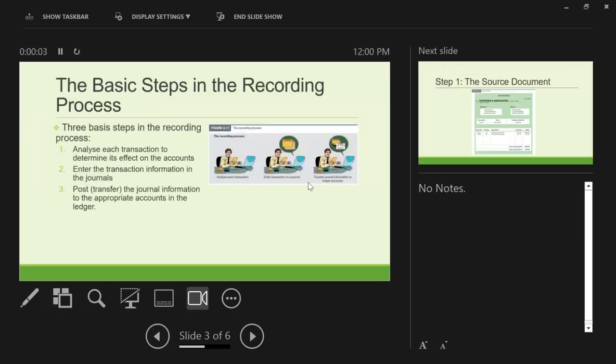Now we are moving towards steps in the recording process. First of all, what was the first step? We just read this transaction, right? We analyze the transaction. The first step is to determine its effect on accounts. What are those accounts? First of all, we identify the accounts: cash, share capital in that case, right? And then we analyze whether, as a result of this transaction, they are increasing or decreasing. That is part of the analyze process, right?